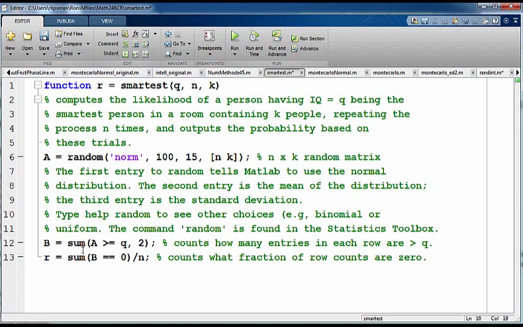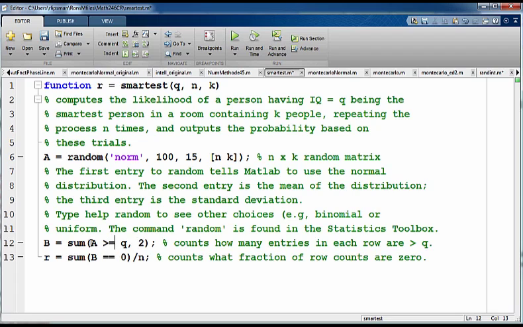And then there's just 2 lines of code. So what are we doing here? This line says for each entry, compare it to Q. If it's bigger than or equal to Q, then it gets a 1. If it's not, it gets a 0. Now, for you to be smarter than that person, it needs to be a 0. You don't want them to have a bigger IQ than you do.